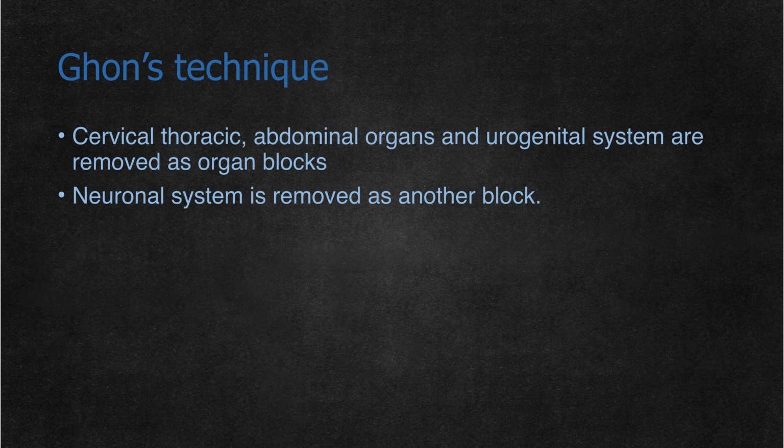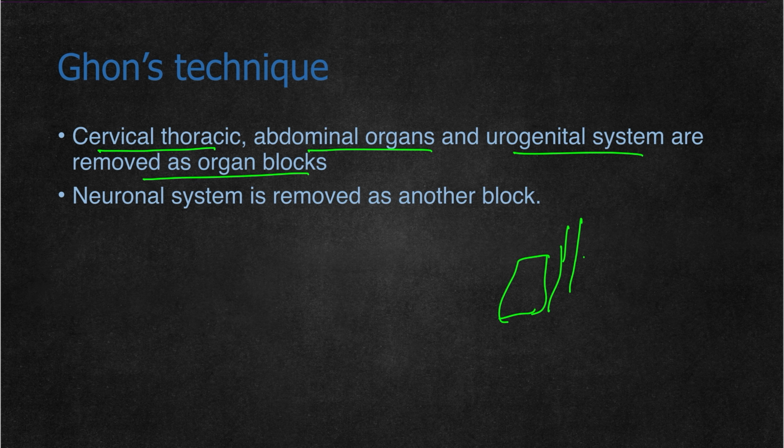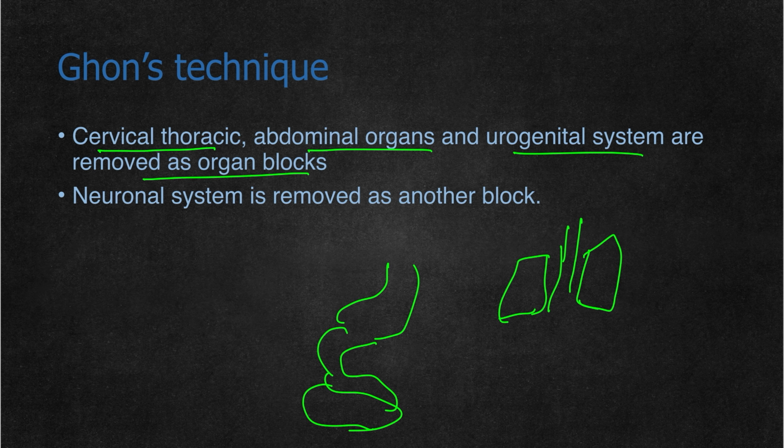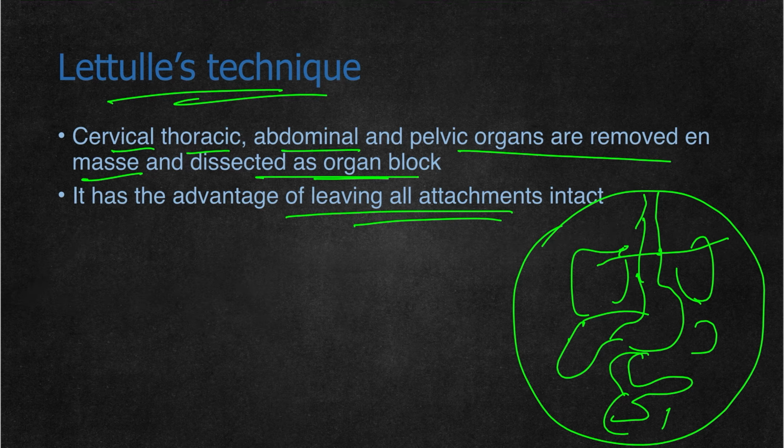In Ghon's technique, cervical, thoracic, abdominal organs and urogenital systems are removed as organ blocks. So here each system is removed as an organ block, like the lung is removed along with the trachea, then the stomach is removed along with the intestines, each as one part, like one system. The nervous system is removed as another block. So in Ghon's technique, one system is removed in a part and dissected. These are the four techniques, and among them Letulle's technique is the one most commonly done, and it will be the one discussed in this video.